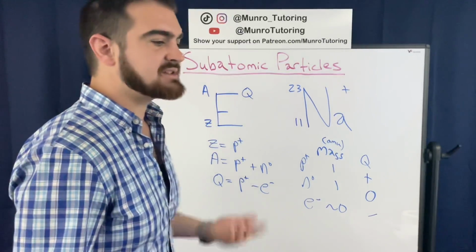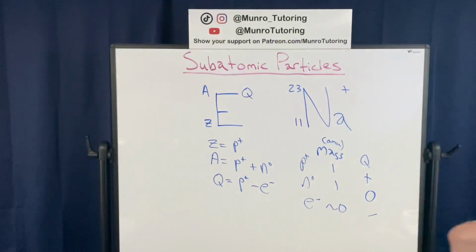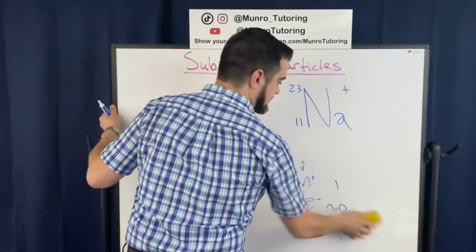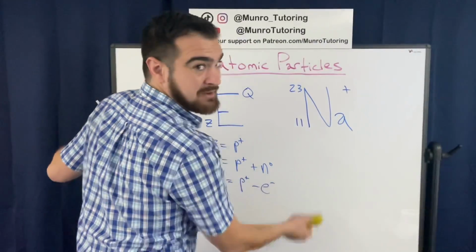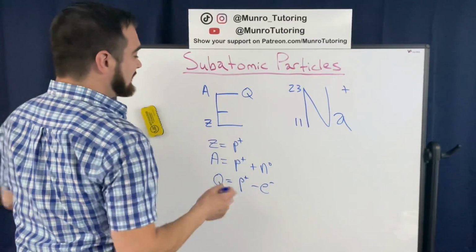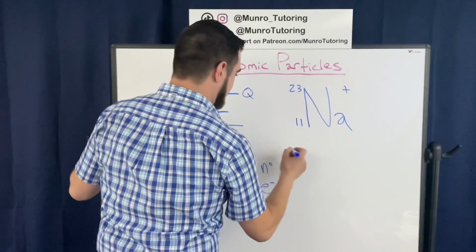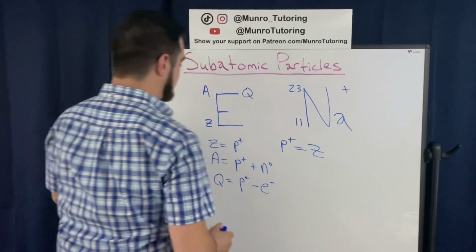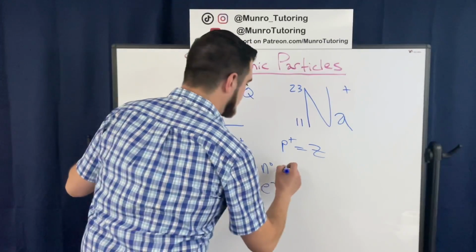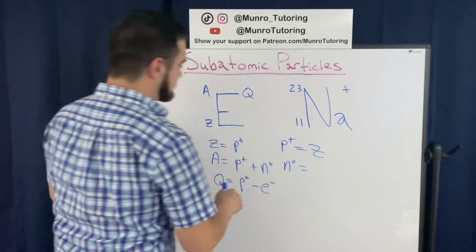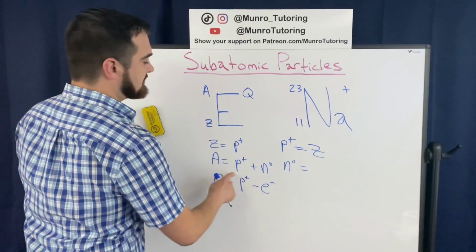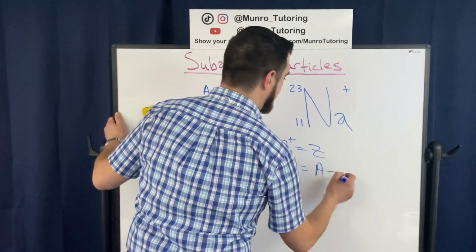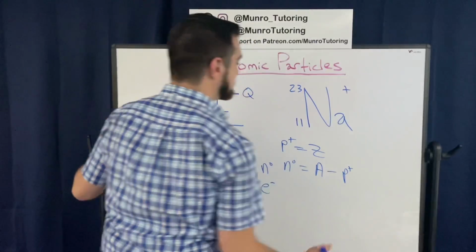Let's write out the formulas solved for each individual particle that you're trying to get. So I'm going to get rid of this table. You guys can write that down in your notes, a bit neater than I did over here on the board. Protons is equal to the atomic number. And then neutrons is going to be equal to, if we solve for n here, we subtract p to the other side. So it's the mass number minus the number of protons.